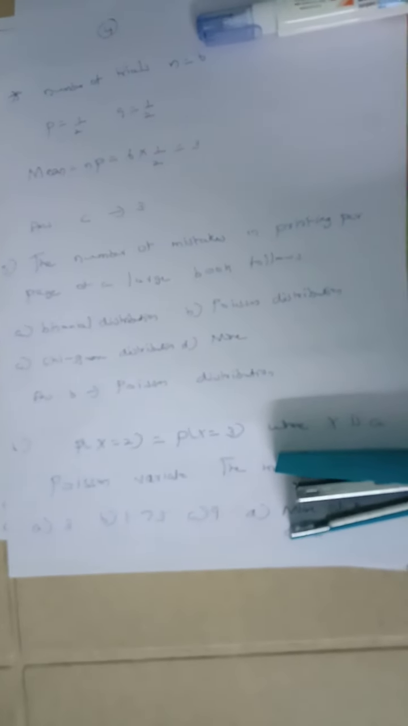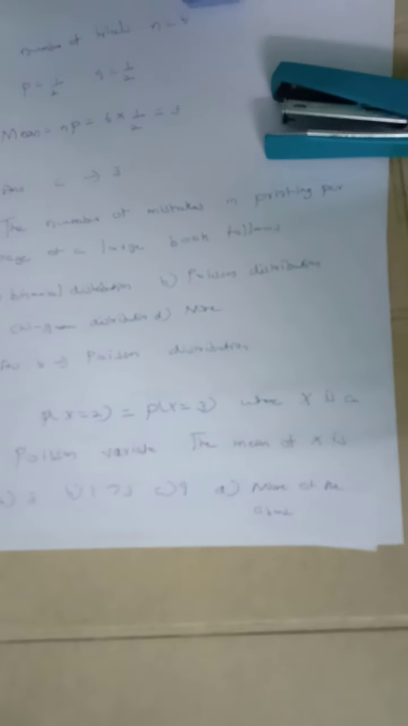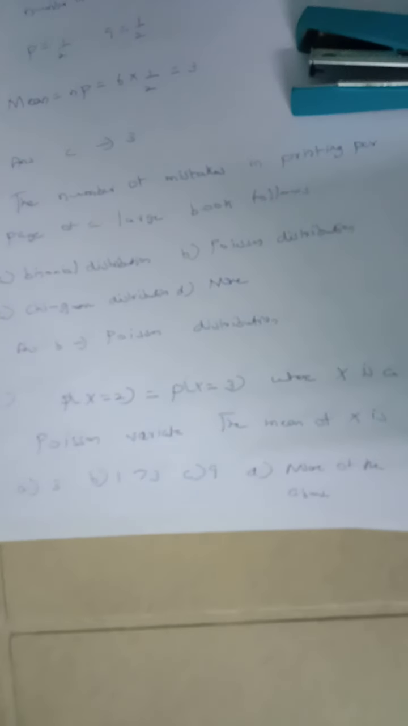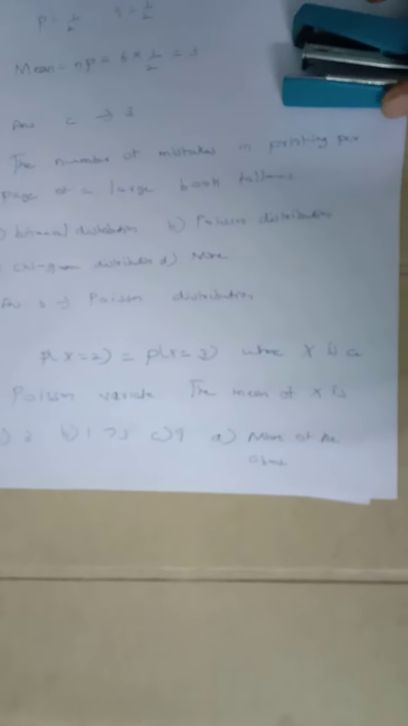Question number 5. The number of mistakes in printing per page of a large book follows option A binomial distribution, option B Poisson distribution, option C chi-square distribution, option D none of the above. Here the correct answer is option B Poisson distribution. Whenever we are having rare occurrence of events, we use Poisson distribution. So the correct answer is option B Poisson distribution.